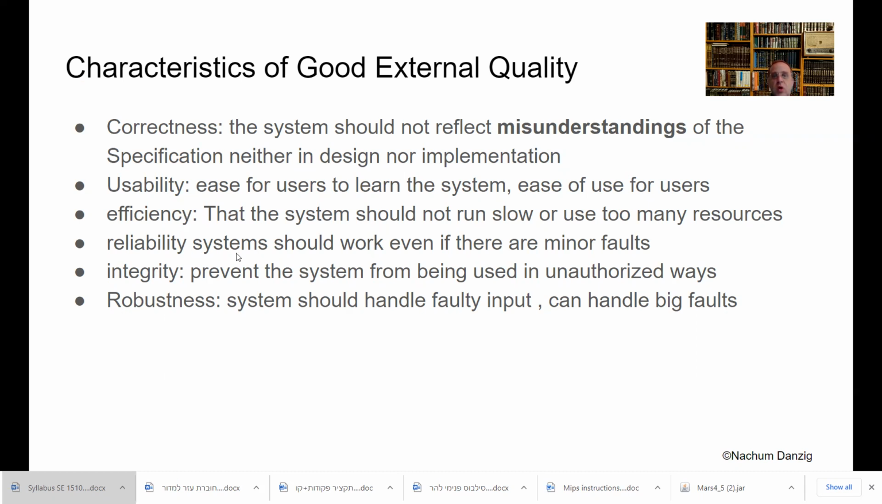Reliability: the system should work even if there are minor faults. In other words, if something goes wrong, it shouldn't just cause everything to crash. It should still work mostly. If you have a 1% failure, it should continue working 99% of the time.